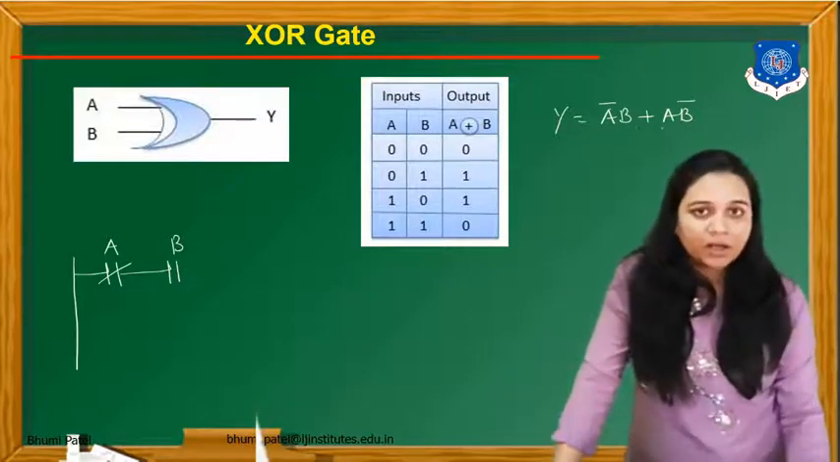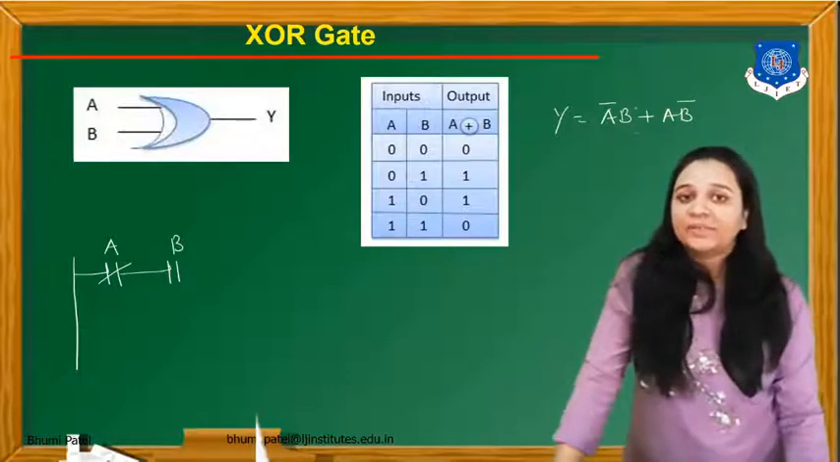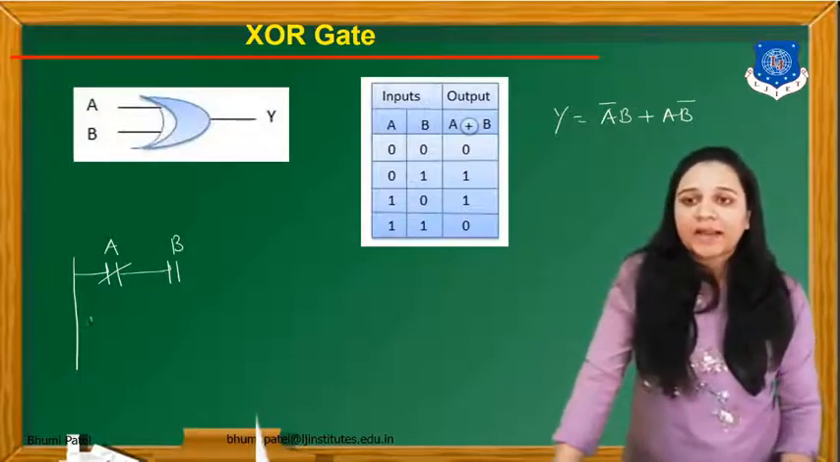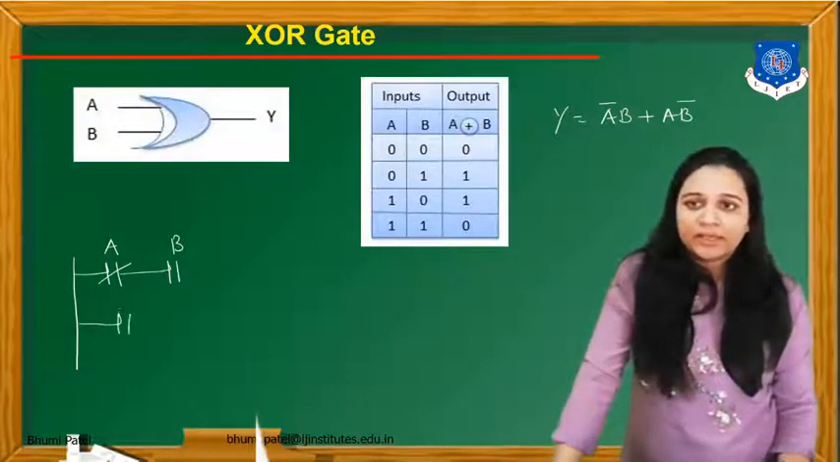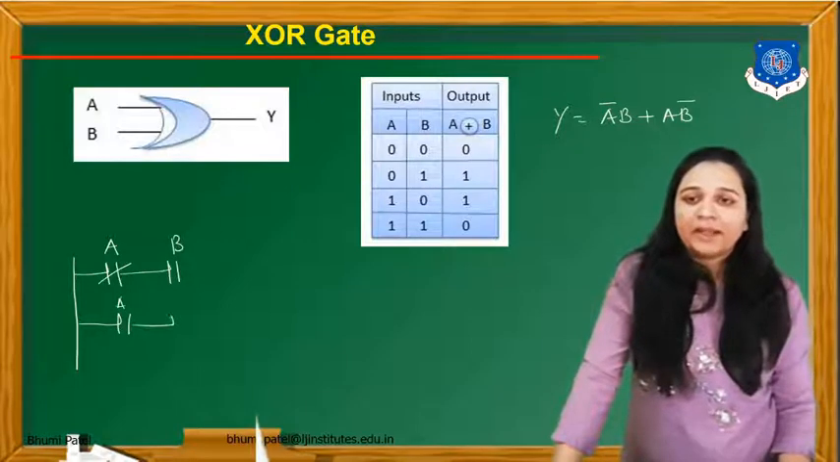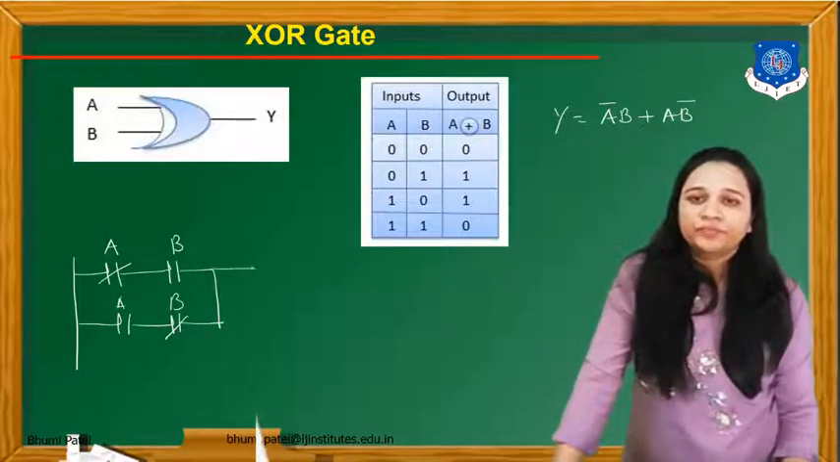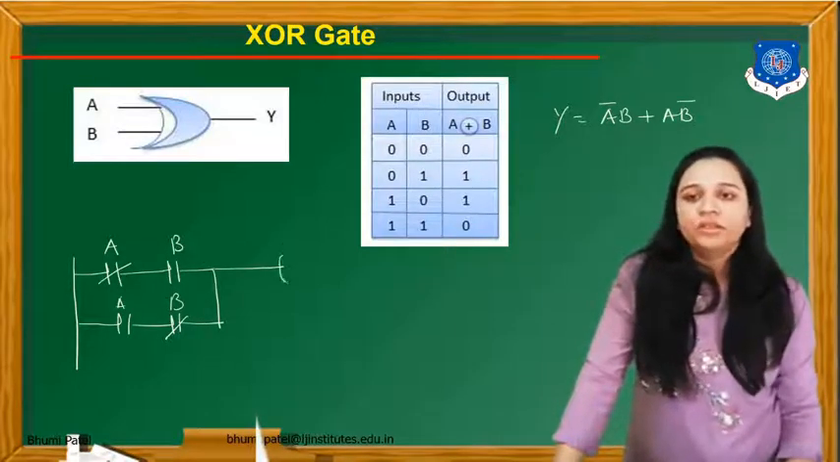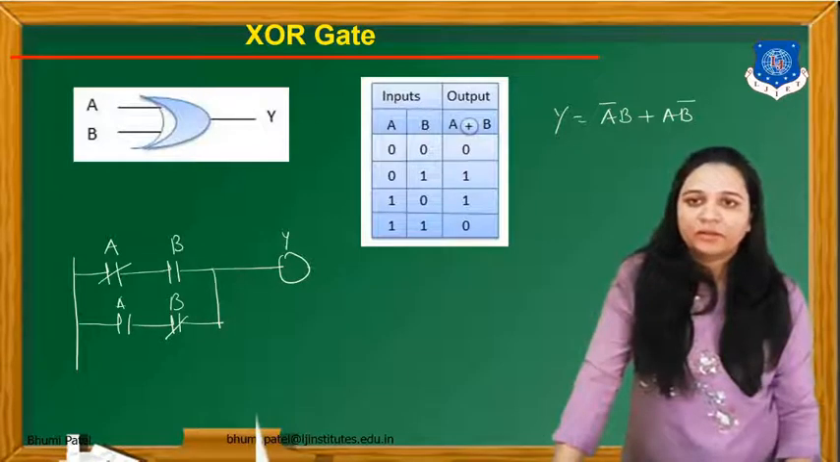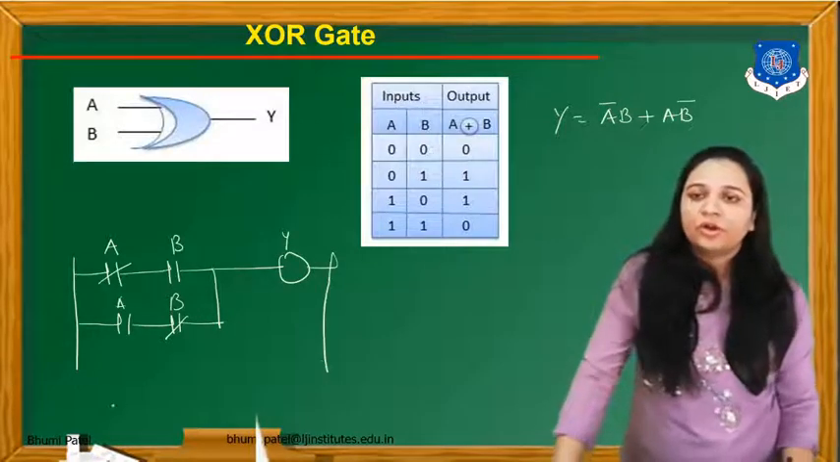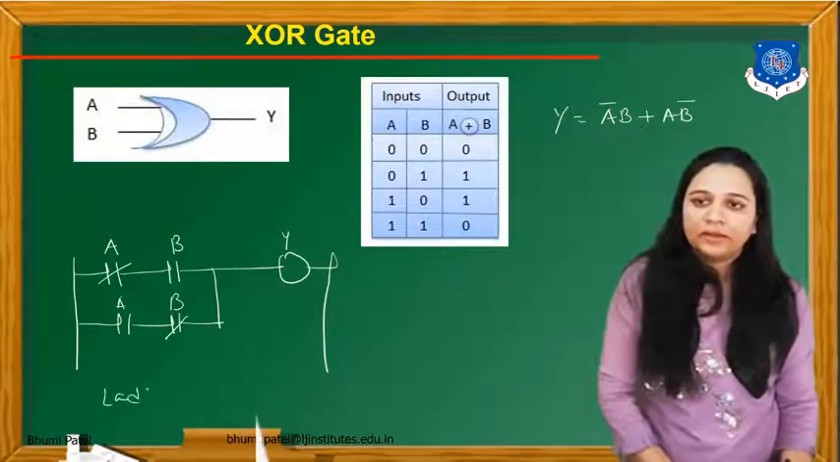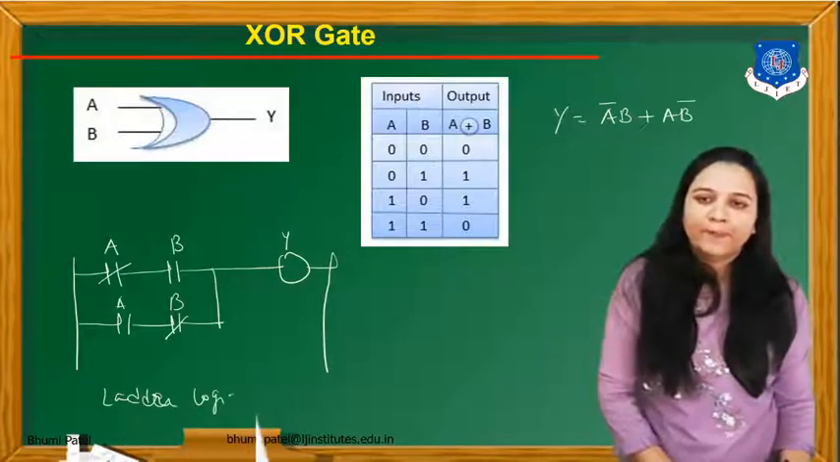Now plus A B bar. That means plus, so we can put the second input in a parallel connection: A and B bar. That means we put B complement here. And this is my parallel connection, and this is my output. So this is the XOR ladder logic diagram.